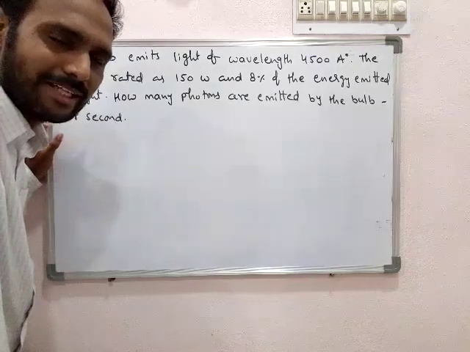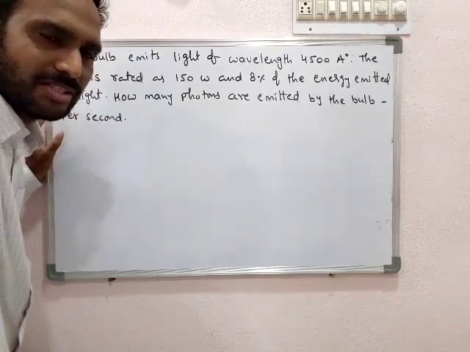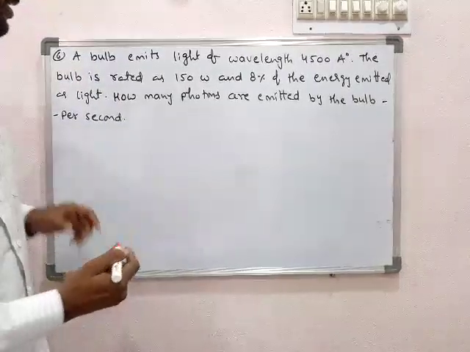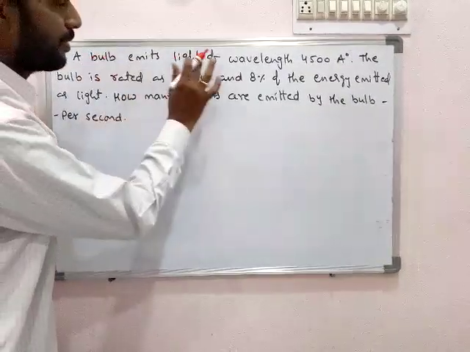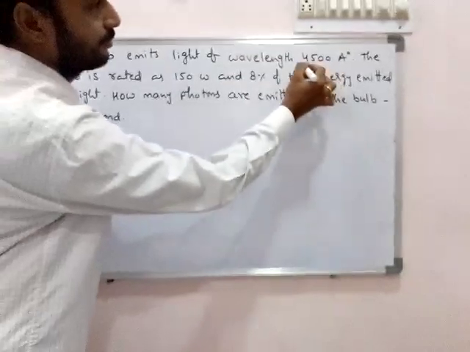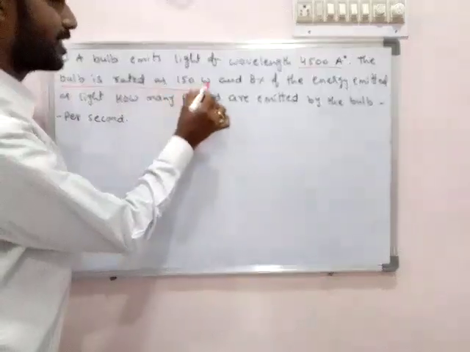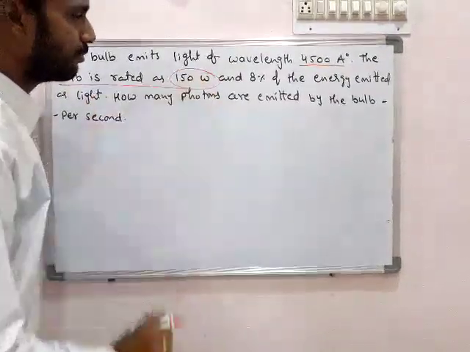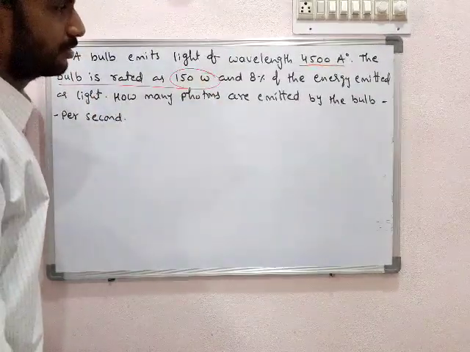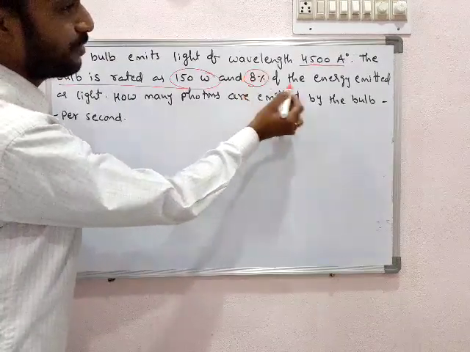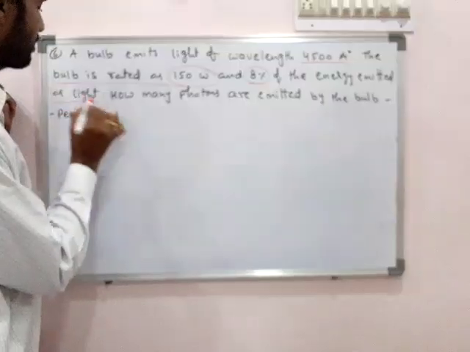just by taking the direct formula. The calculation is the same, only the formula is direct. The bulb emits light of wavelength 4500 angstroms, so its wavelength is given, and the bulb is rated 150 watts. Here the bulb power is 150 watts, but it works only 8%: only 8% of the energy is emitted as light.